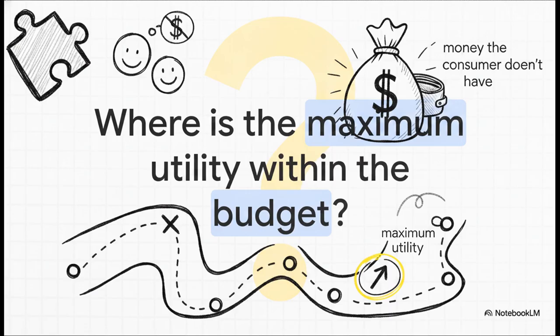So, we have a bit of a puzzle. Points A and B leave happiness on the table. Point D requires money the consumer simply doesn't have. If combinations A, B, and D are all eliminated, where on this entire map is our absolute maximum utility? Where is the sweet spot reachable within the budget?